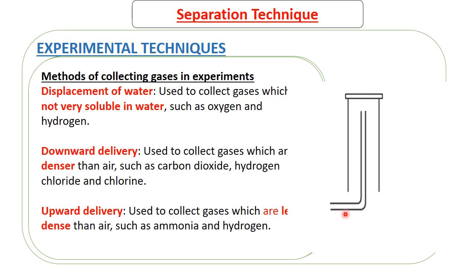So this is the arrangement. Your gas will come here, then it will go up. Once it's here, since it's less dense, it will just stay here. It can't go down. If it is denser, it could go down, but it's not dense, so it will just be here. You have collected your gas. So that's the upward delivery of a gas, and this marks the end of this part of the topic.